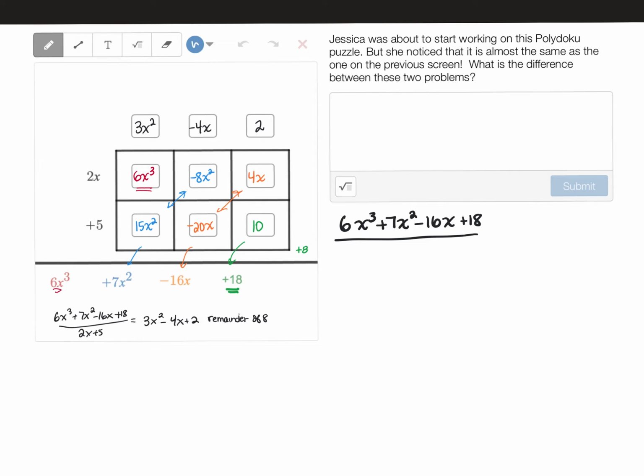So you have that polynomial divided by 2x plus 5. And like I said, we get 3x squared minus 4x plus 2. We want to write this with a remainder of 8 by saying plus our remainder, which is 8, over whatever we divided by. So that's the 2x plus 5. This thing right here represents your remainder. All right, and that's how we're going to write it.